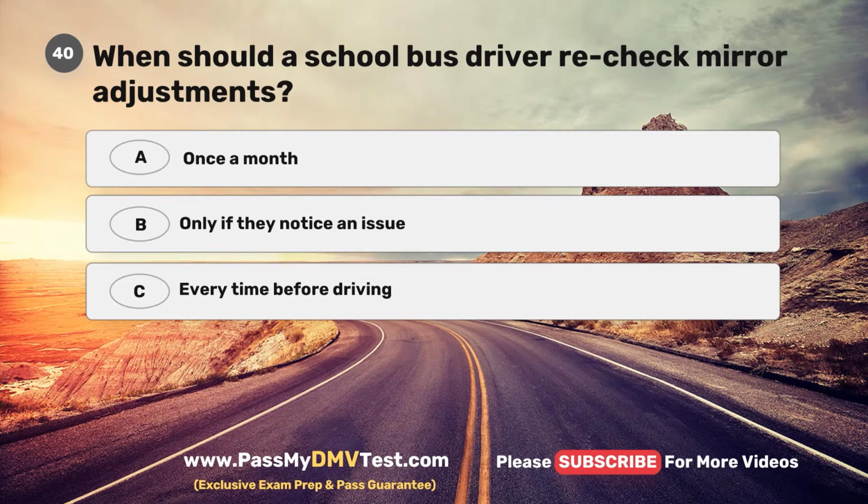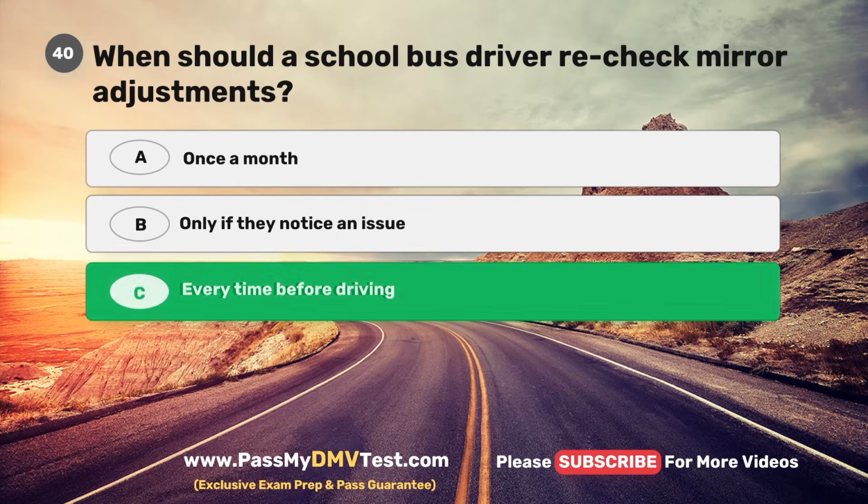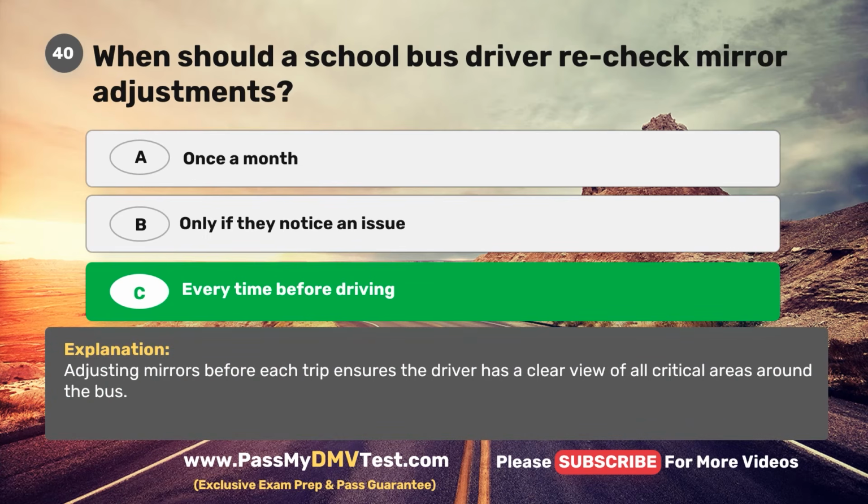Question 40. When should a school bus driver recheck mirror adjustments? A. Once a month. B. Only if they notice an issue. C. Every time before driving. The correct answer is C. Every time before driving. Adjusting mirrors before each trip ensures the driver has a clear view of all critical areas around the bus.